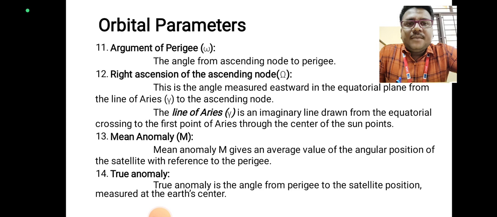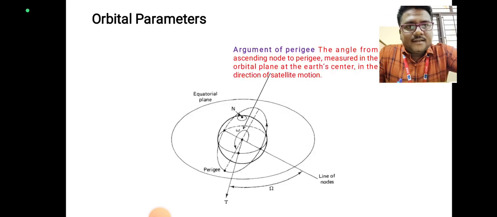Then mean anomaly. Mean anomaly gives the average value of the position of the satellite, whereas true anomaly gives the absolute value of the position of the satellite. So the argument of perigee, mean anomaly and true anomaly are given here.